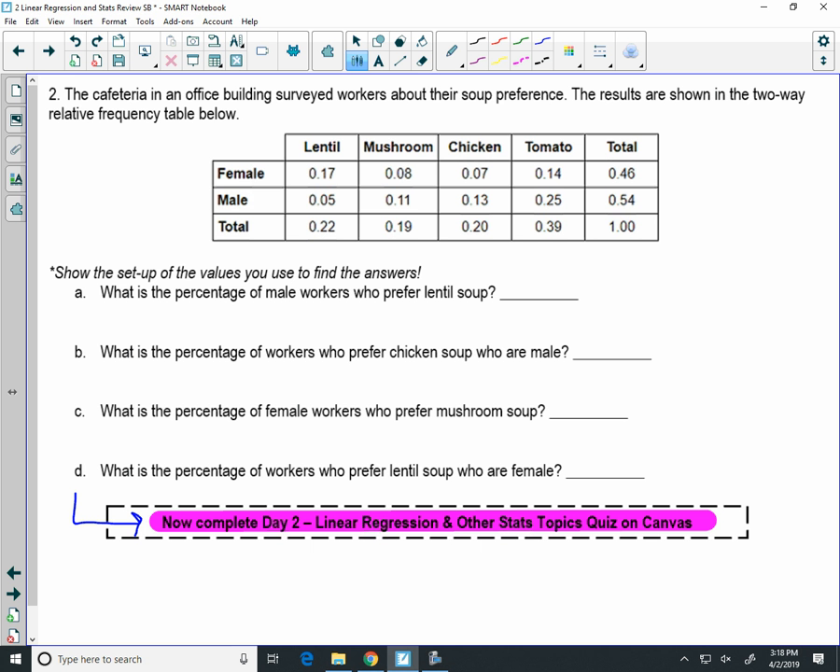So what percent of workers prefer tomato soup? So as I'm looking here, I have female and male in my totals, and then I have my soups across the top. So if I'm just looking for lentil soup, sorry, I said tomato, but I meant lentil, apparently. So here's my lentil soup, and here's my total. So 0.22, we're going to move that decimal 2 places since it says percent, 22%.